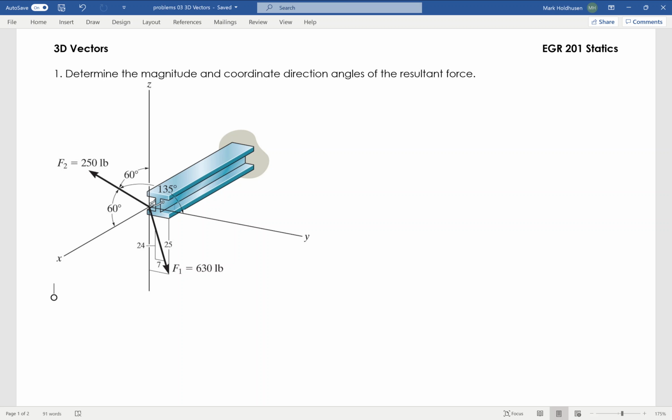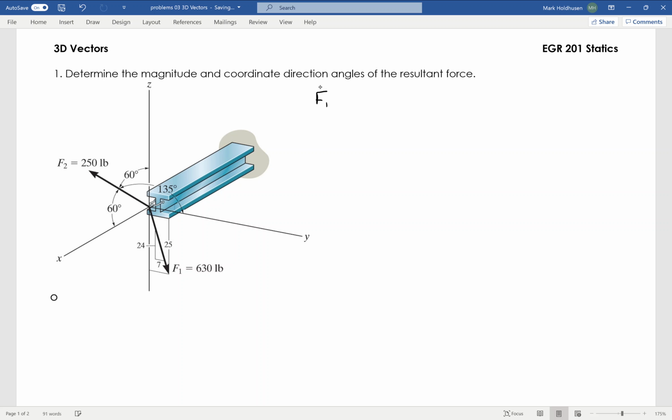Okay, we're looking at three dimensions here. We've got two vectors. We want to find the resultant force, its magnitude and coordinate direction angle. So the first thing we need to do, just like in two dimensions, is write our forces in Cartesian form, just by adding that third dimension, that z component.